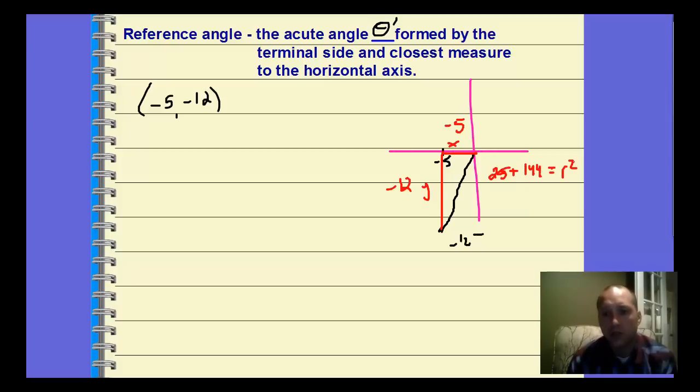This is going to be r squared. So if I add those, I get 169 equals r squared. So r is going to be 13. And I'm not doing the positive and negative, so it's a distance. It's only the positive values. I know this distance here is 13.